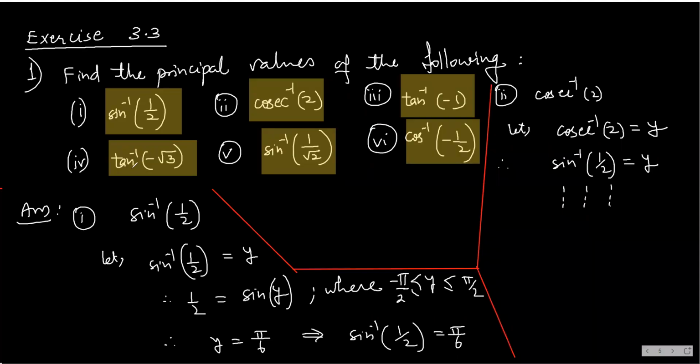So as I solved the fourth one, tan inverse of minus root 3, you all can solve the third one, tan inverse of minus 1. The answer will be minus pi by 4 for this. And the answer for this will be pi by 4. Sine inverse of 1 by root 2 will be pi by 4. You can solve this. I take the sixth one, which is cos inverse of minus 1 by 2. Let me solve the sixth one. So the sixth is to find cos inverse of minus 1 by 2.